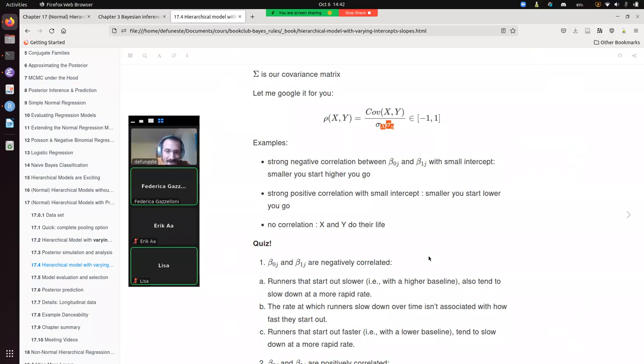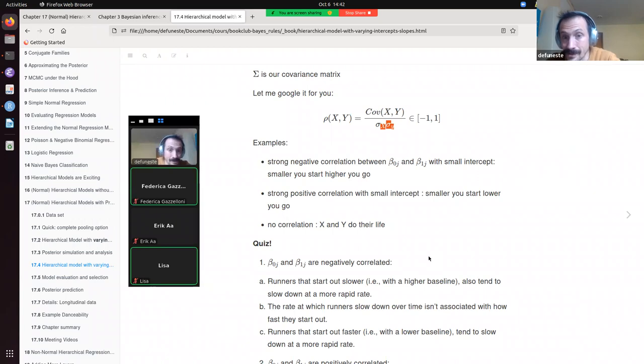Are they negatively associated? They are negatively correlated, yes. So higher beta 0 is how quick the slope should go. So the B says the rate at which runners slow down over time isn't associated with how fast they start out. You go with B.